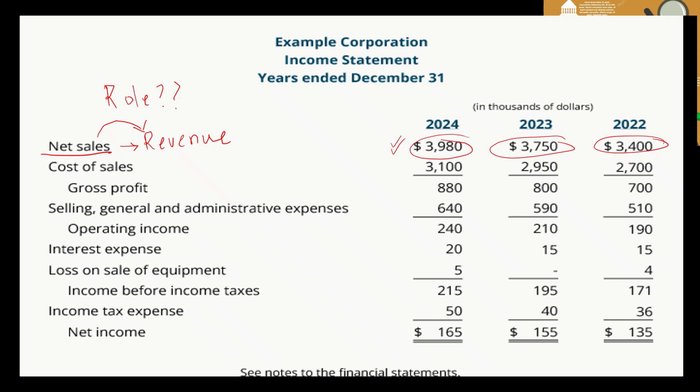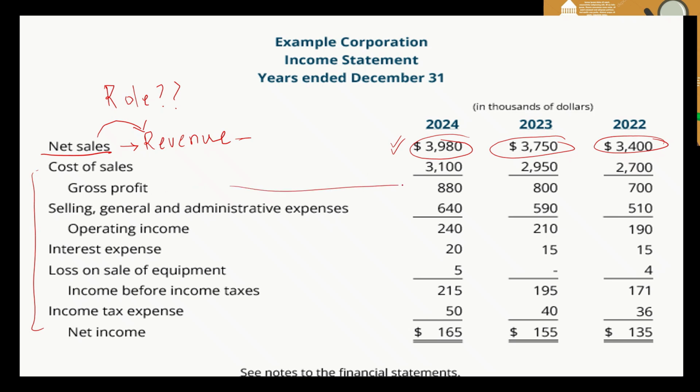Now the rest of the elements in the income statement are going to be adjusted from this revenue figure, so this is of much importance. Cost of sales, if you see, is deducted from revenue: $3,100, $2,950, and $2,700. This way you see the gross profit is generated.